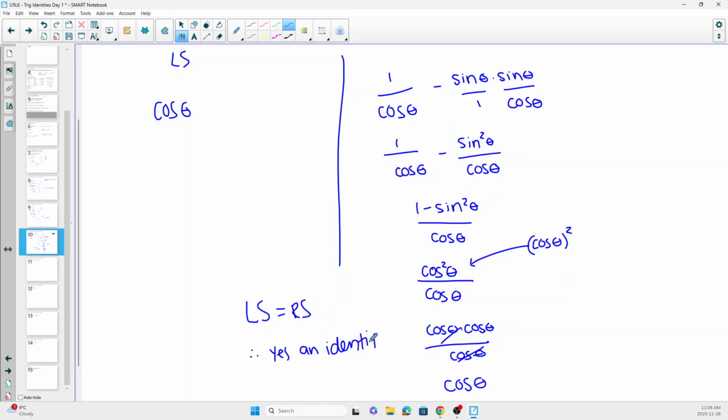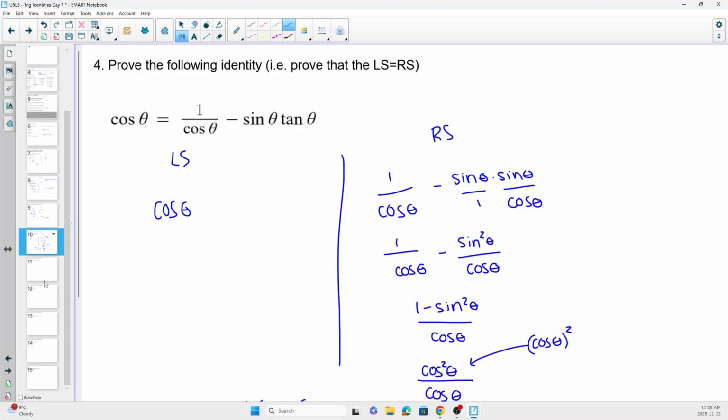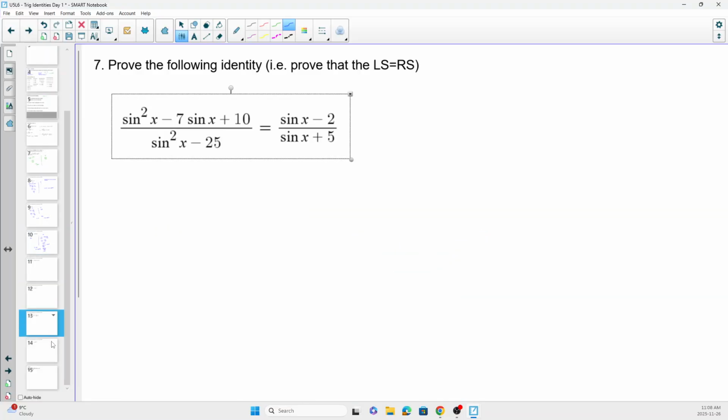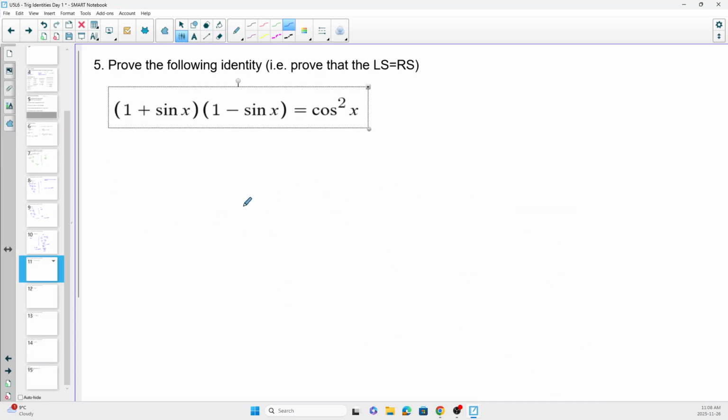Okay, it's kind of fun, isn't it? It's like a little bit of a puzzle. Just wait till we get to lesson 7. So we have worked through 1, 2, 3, 4, 5, 6, 7, 8. Is there 8? I thought there was only 7. I think I only included 7. I missed one somewhere on here. Oh well.